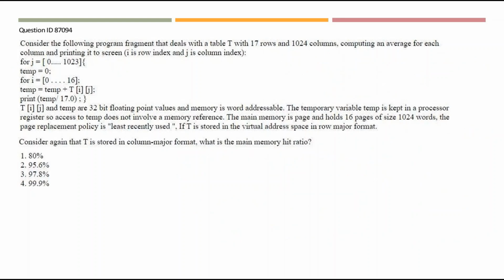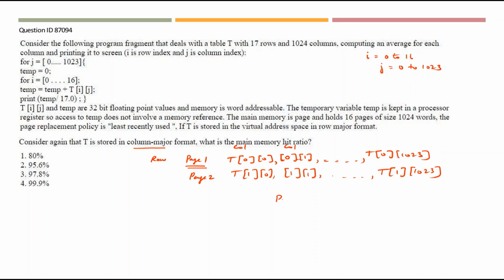Next question. Consider again that T is stored in column major format. What is the main memory hit ratio? In column major, I said first we'll have the ith row from 0 to 16. Then we have the inner loop, jth column from 0 to 1023. I told you the page faults for page 1 will be 1 and the hits will be 1023. This means for 1024 elements, I have 1 page fault and 1023 hits.